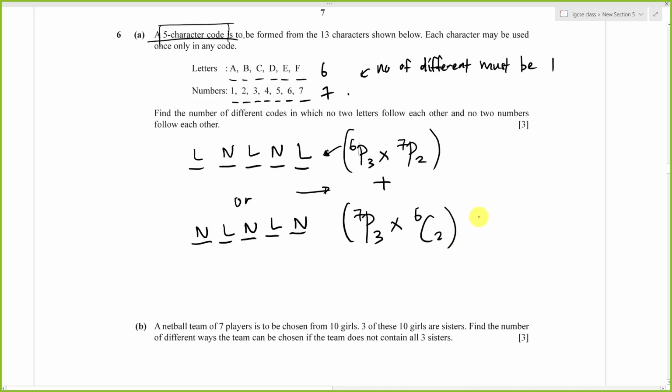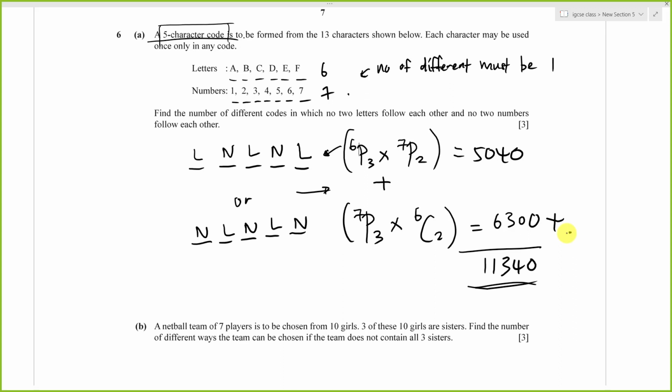Alright, so let's do it. So I have 5040. Here I have 7300. So in order to get the total answer, I will just add them together. So it's 11340. Okay, so yeah, this is how we do a question like this.